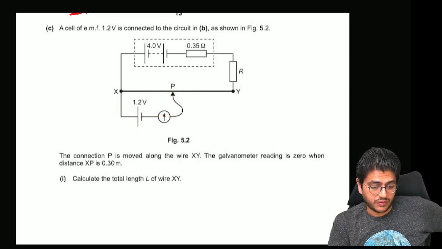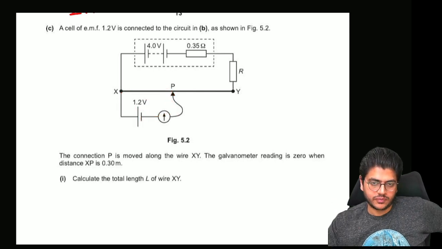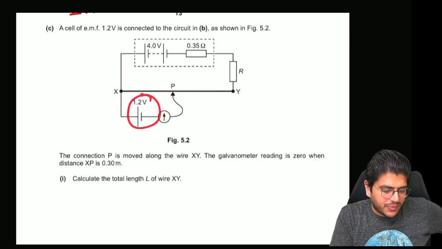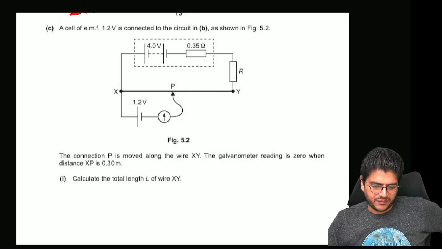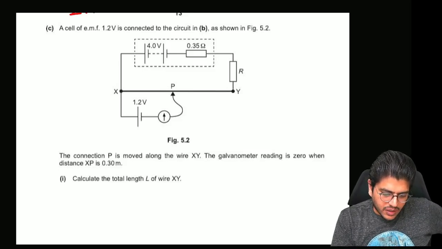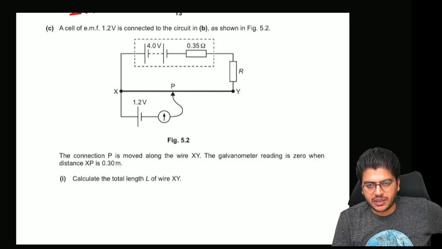Listen to me very, very carefully. When you connect your cell over here, does this voltage have anything to do with this line? No. This is a separate cell. It has its own voltage, 1.2 volts. Now, if they say that you've put it at point P, fine.